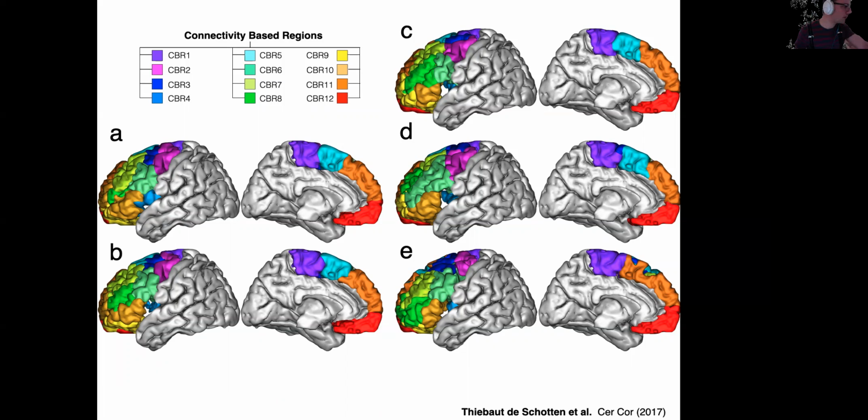And then on the right, you have the representation of individual subject parcellation based on their connections. And you can see that they all look like the model, with some differences that might well be specific to their individual organization of the brain.